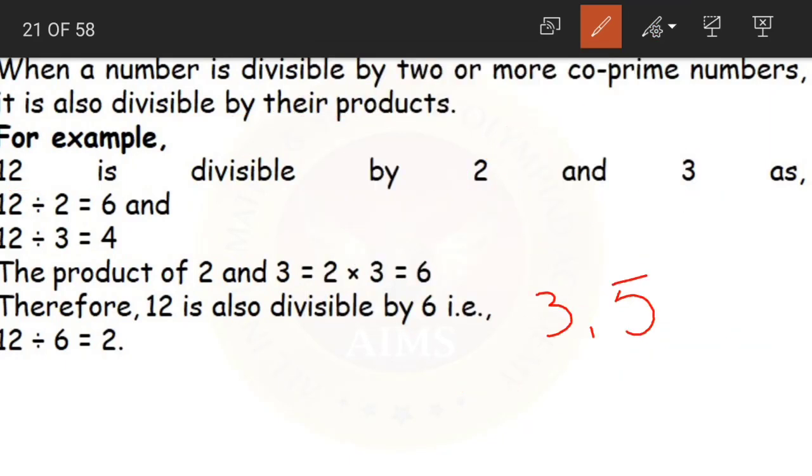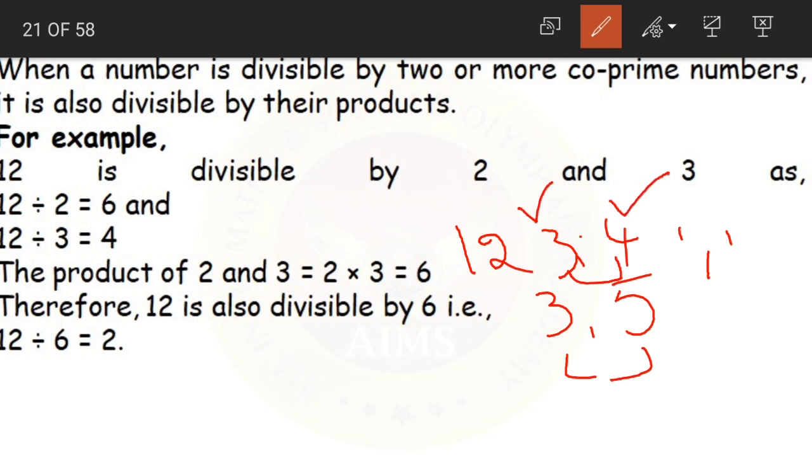If we take 3 and 5, now these two are also co-prime numbers, or 3 and 4. These two are also our co-prime numbers. Why? Because their common factor is only 1. So suppose 12 is divisible by both 3 and 4. It is also divisible by their product, that is 3 into 4, 12. So 12 is divisible by both 3 and 4, which are our co-prime numbers, and also their product, that is nothing but 12.